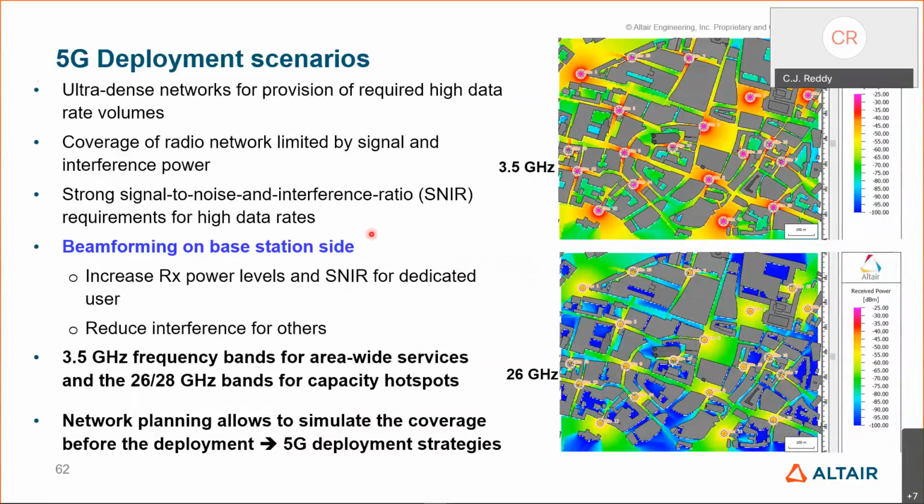Coming to deployment scenarios, if you have a wide area to be covered, you use 3.5 gigahertz, where you can see that these little dots here are the base stations. You can see most of it is covered very well if you look at the received power levels here. But then when you look at 26 gigahertz, you can see that there are a lot of blue areas, that is, very, very low signals for the same number of base stations.